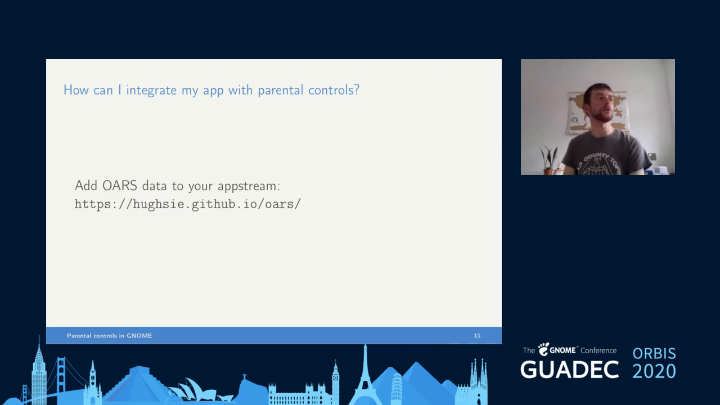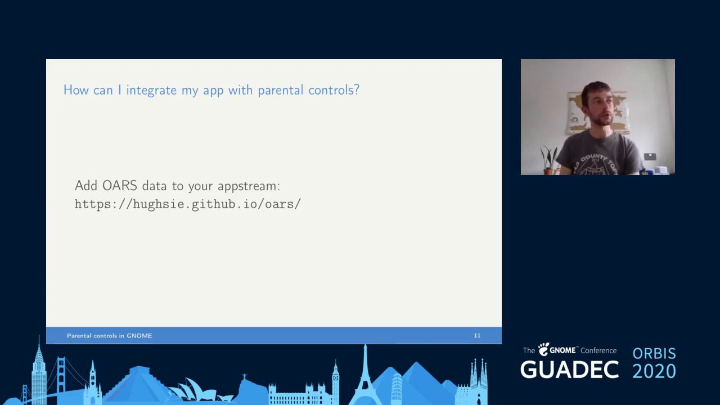So how do you integrate your app with parental controls? If you do nothing else, you should please spend 5 minutes doing this, which is to add OARS metadata to your application, and you put it in your upstream file. Even if your application contains no violence, no gambling, no advertisements, no online chat, anything like that, its metadata still needs to say that, otherwise we just can't know.